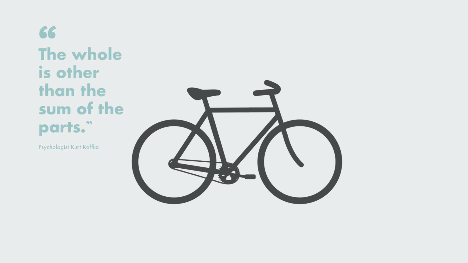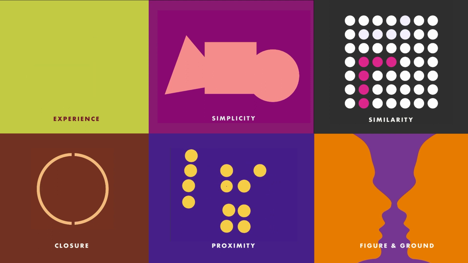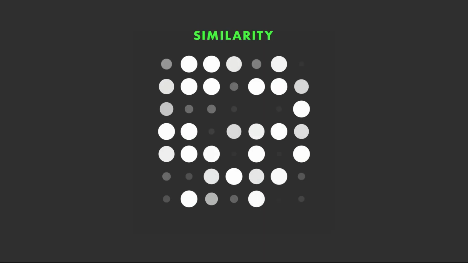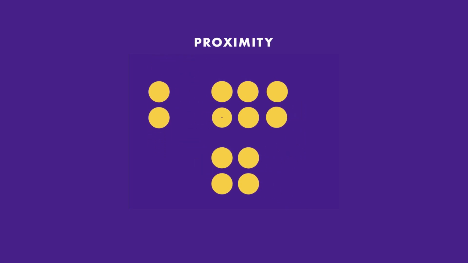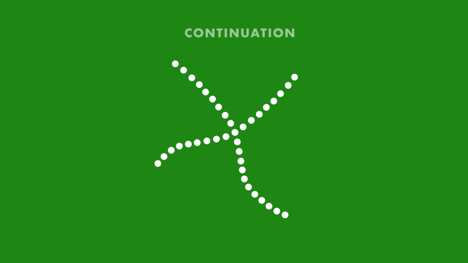So there are several different principles or laws within Gestalt theory, and we're going to go over these 7 today. Similarity, proximity, symmetry and order, simplicity, closure, continuation, and the law of experience.